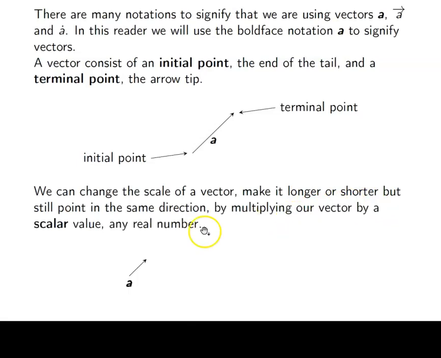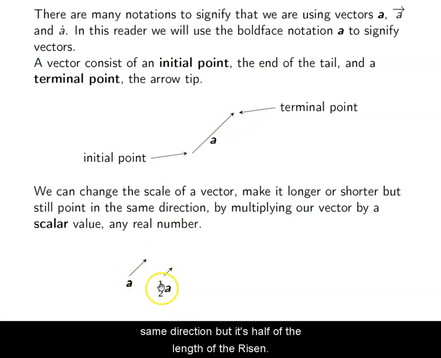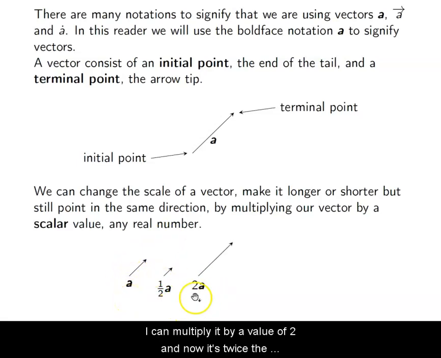It's any real number. So if this is my original vector A, I can scale this by multiplying it by 1/2. Now it points in the same direction, but it's half of the length of the original. Okay, I can multiply this by a value of 2, and now it's twice the length of the original, but it points in the same direction, right? So I've just scaled the vector to be longer or shorter.